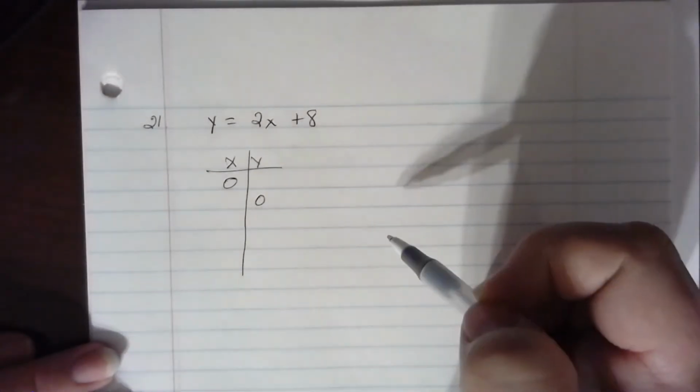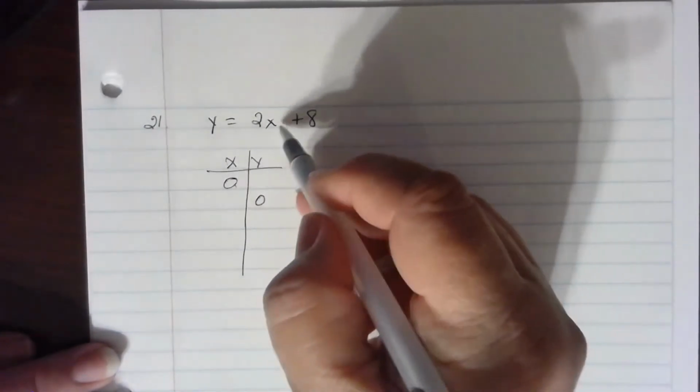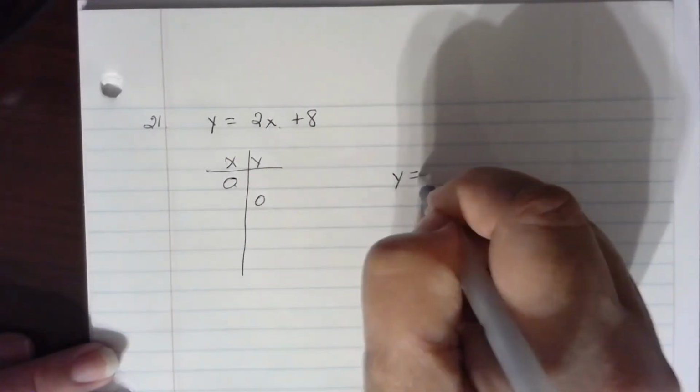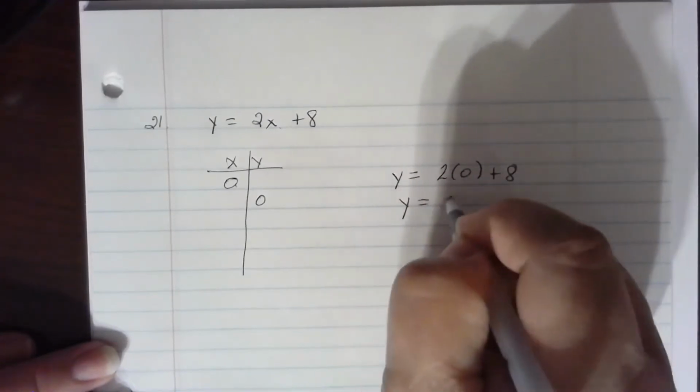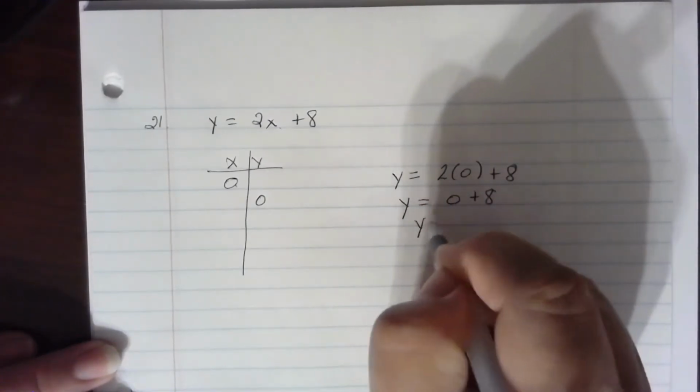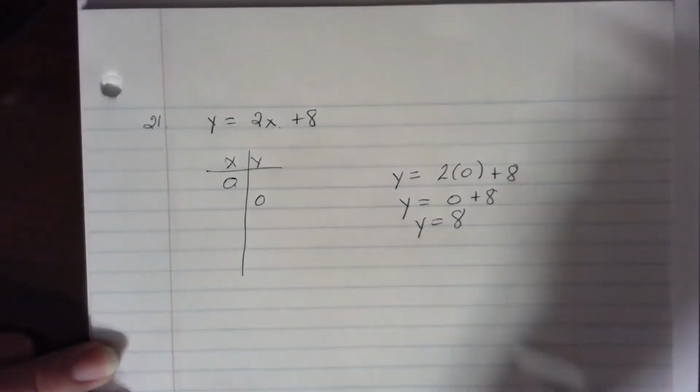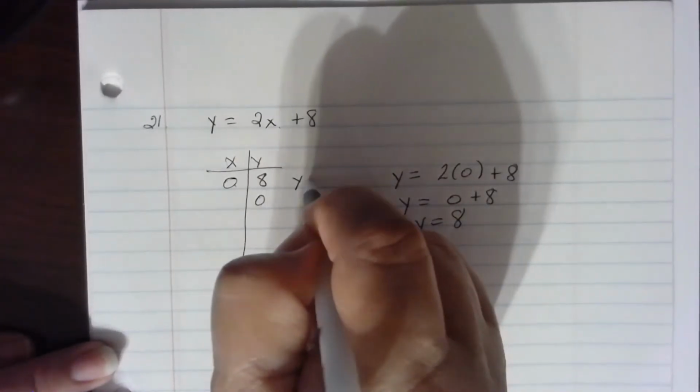Okay, so here we go. I'm going to put in 0 for the x, and solve for the y. And that gives me my y-intercept.